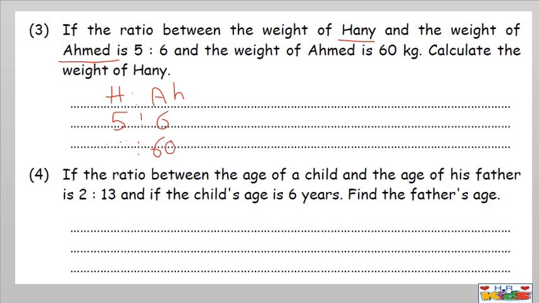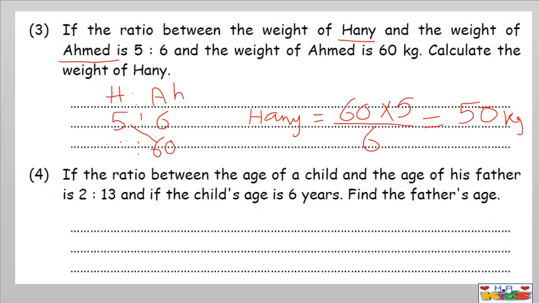Okay. So if I want to find the weight of Henny, how can we find it? So Henny equals 60 by 5 divided by 6. يعني نعمل cross multiplication أهو 60 by 5 divided by 6 and we will find the answer. هيطلع معانا الانسر equals 50 kilograms. The next question, number 4.